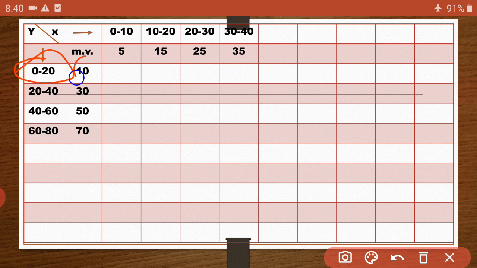Next, the mid value in y. The first class is 0 to 20, total of 20, divided by 2, so you get the answer 10. Then 20 to 40, so 60 total, divided by 2, the answer is 30. Then 40 to 60 means 100, divided by 2, your answer is 50. Then 60 to 80, so 140, divided by 2, your answer is 70. So you get the mid value easily.